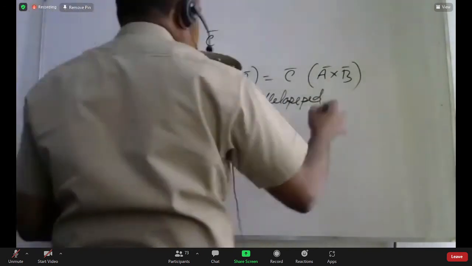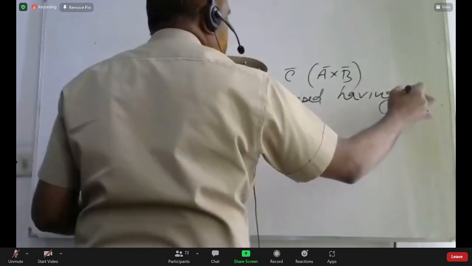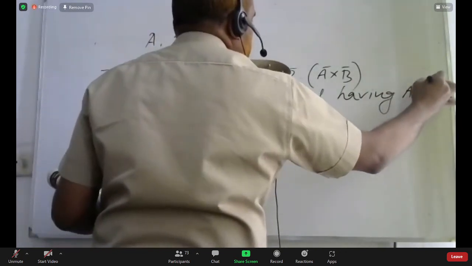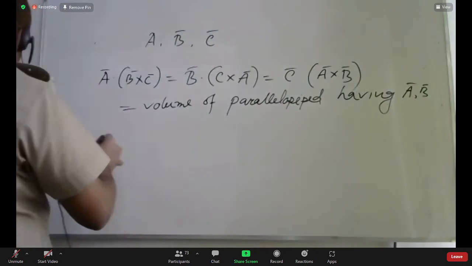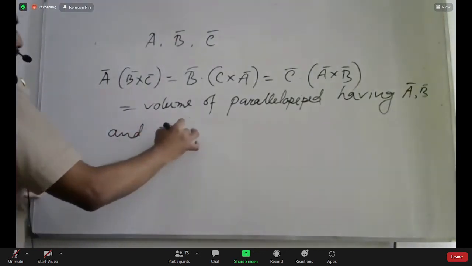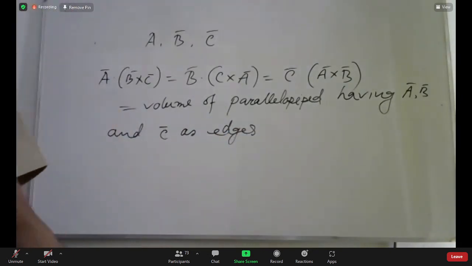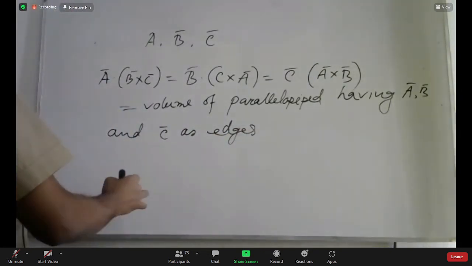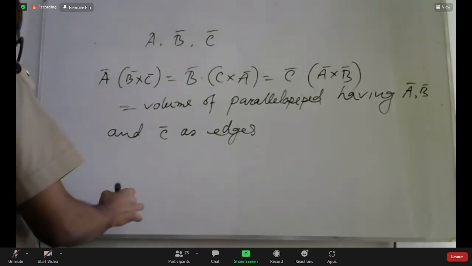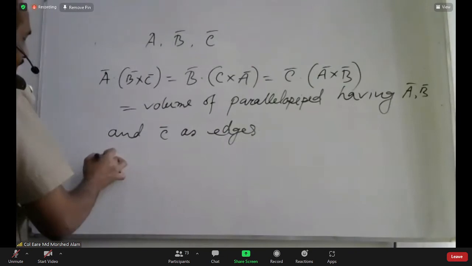Parallelopiped কি? Having A, B and C as edges. What is parallelopiped? Who can say?